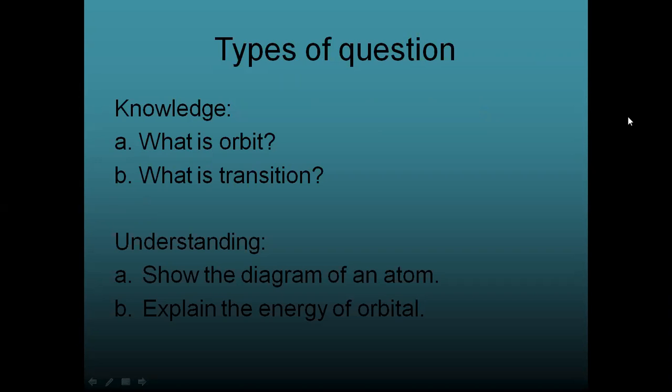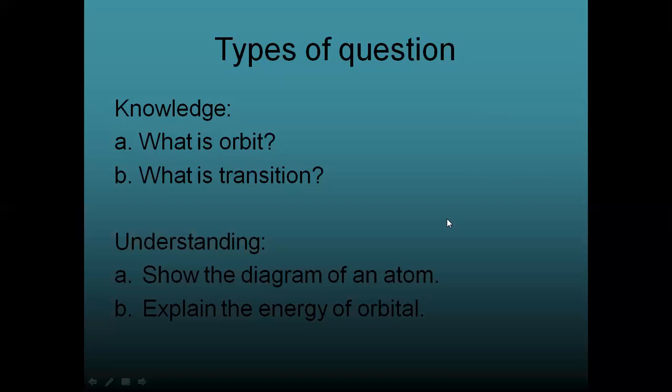Now, the types of questions which may be set from our lecture today. Knowledge-based question: what is orbit? What is transition? Where electrons are revolving around the nucleus is called orbit. Transition is where an electron transits from one energy level to another energy level.